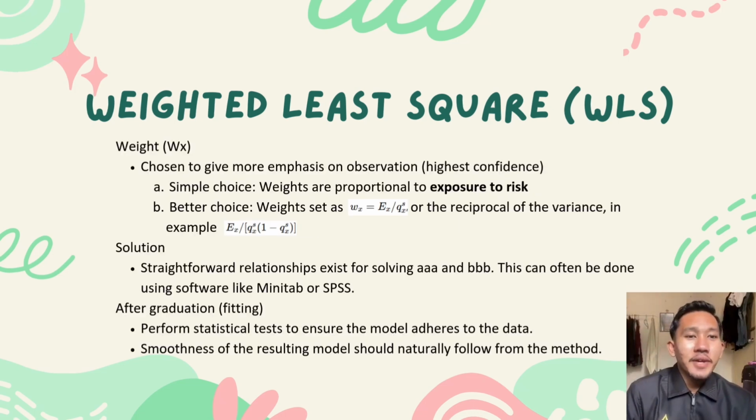Okay, continuing to the weight, which is Wx. It is used to emphasize observations with higher confidence, which is more reliable data. And you can choose either a simple choice or a better choice. For the simple choice, the weight Wx can be proportional to the exposure to risk, which is denoted by Ex. And for a better choice, the weight can be set as Wx equal to Ex over Qx squared, or the reciprocal of the variance. For example, Ex over Qx times 1 minus Qx.